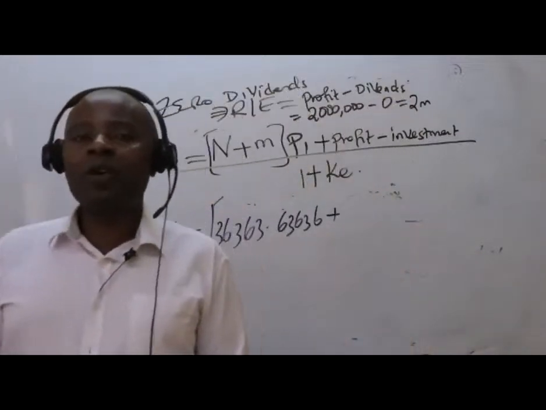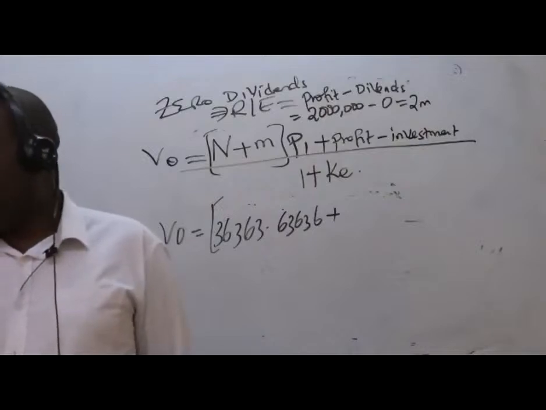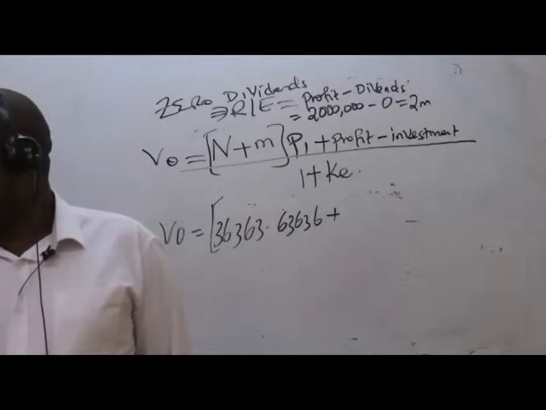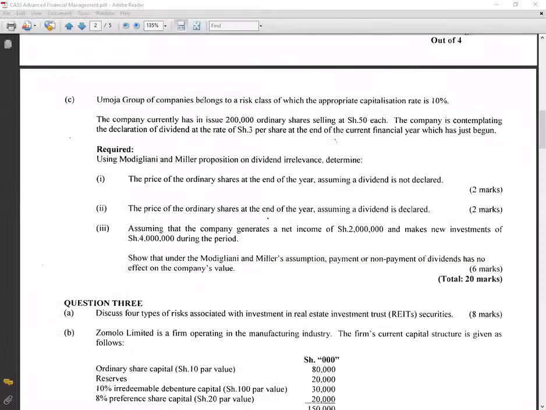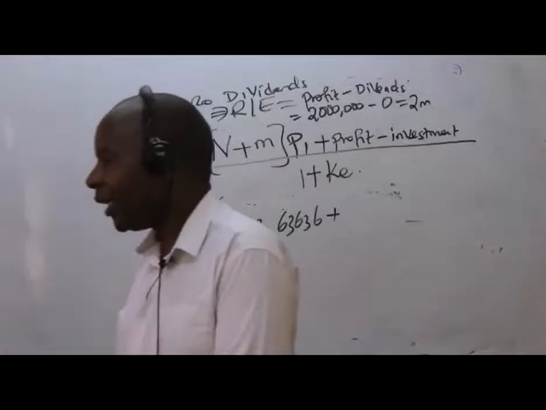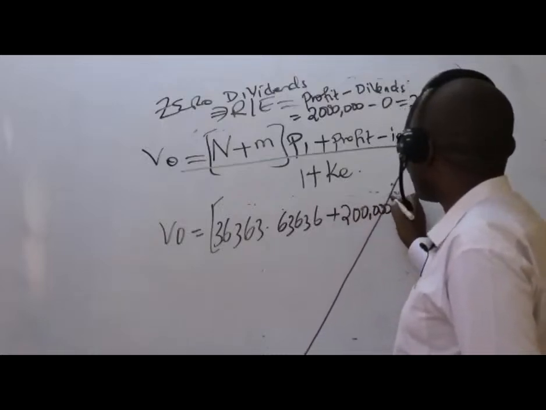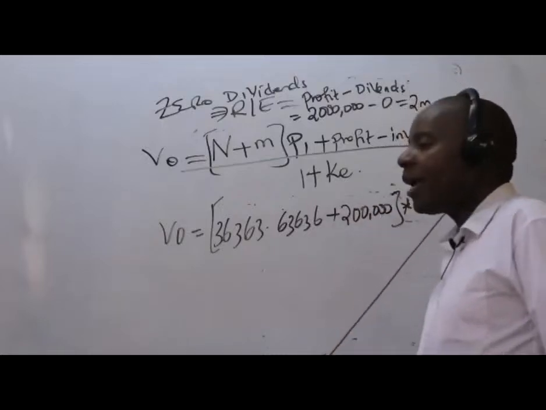M stands for the old number of shares. Are you able to see the old number of shares somewhere in the question? Yes, they are right. The company currently has 200,000 shares. So, ladies and gentlemen, what we have here will be plus 200,000 multiplied by P1.